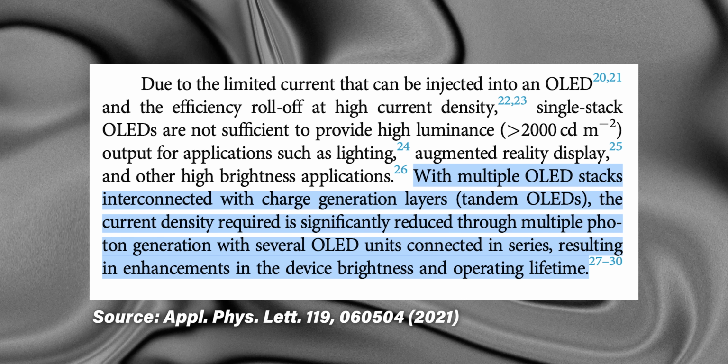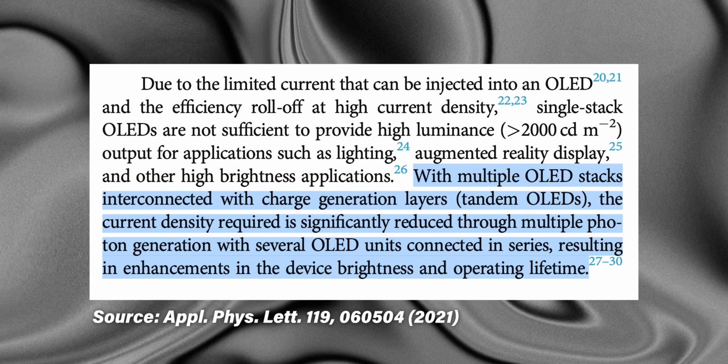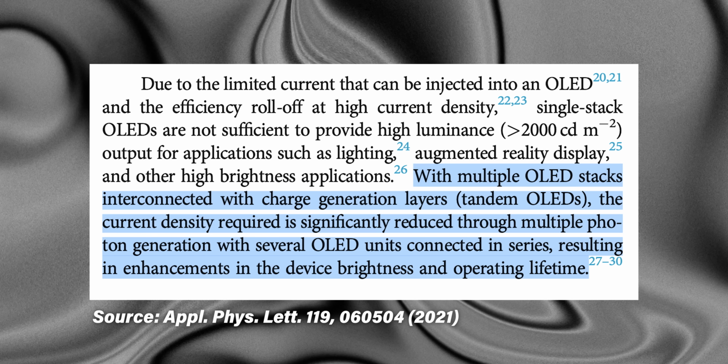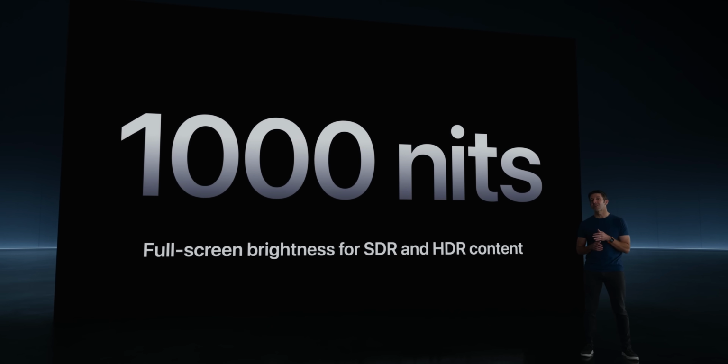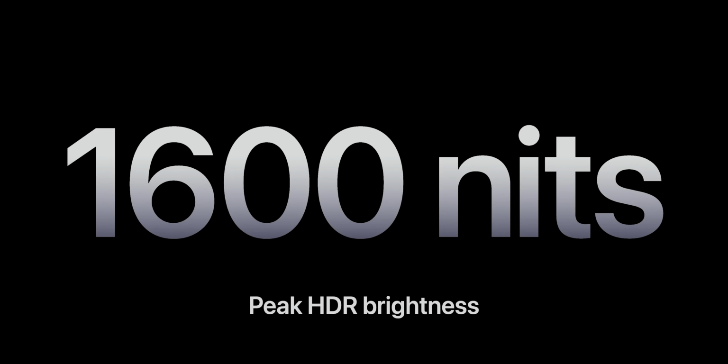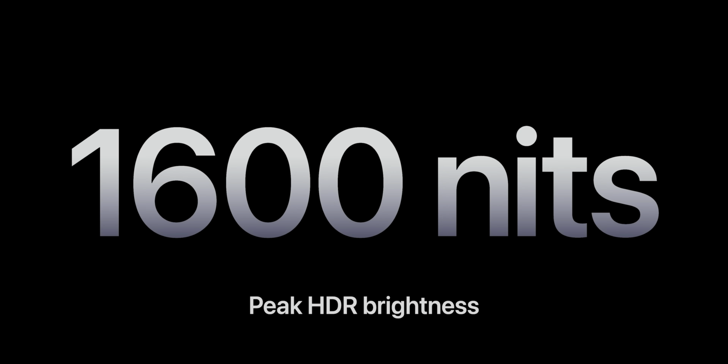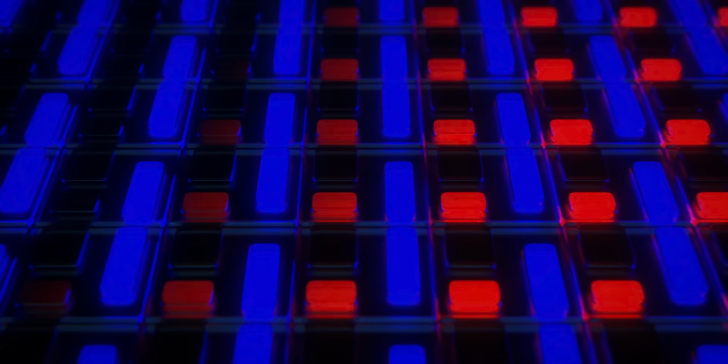For starters, you can simply get more light output because current densities required to reach peak brightness are lowered. And these displays do that. They get to a mind-blowing 1,000 nits full screen brightness in both SDR and HDR, and up to 1,600 nits peak brightness, which blows essentially every other OLED on the market completely out of the water. This efficiency principle, though, holds also true in the other direction.